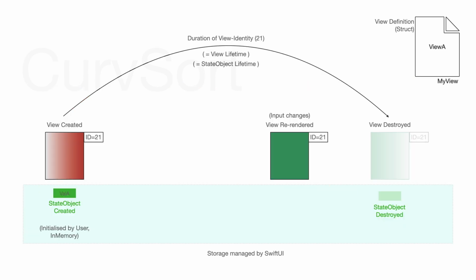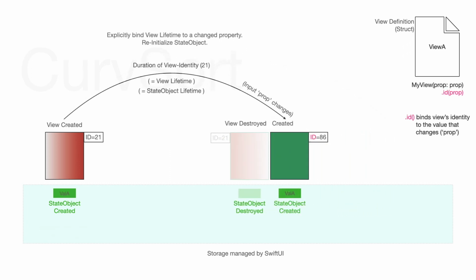If there is a need to change the value of the state object when the input to the view is changed, it is possible to bind the identity of the view with the input that is supposed to change. This will make the identity of the view change whenever the input is changed, and the state object is recreated and initialized again with the value that is specified by you.